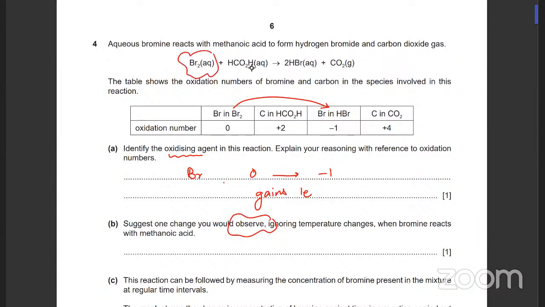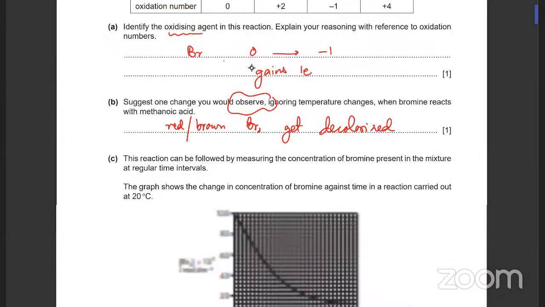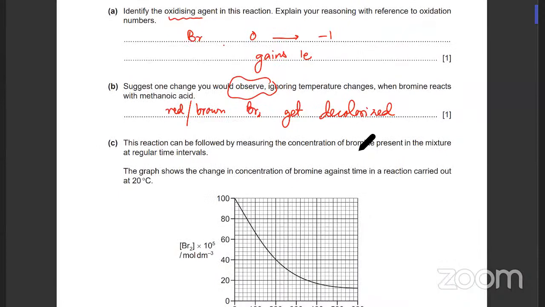It's the same bromine question, which is that bromine gets used up. So the red, brown, or orange Br2 gets decolorized. As for the next one, the reaction can be followed by measuring the concentration of bromine.